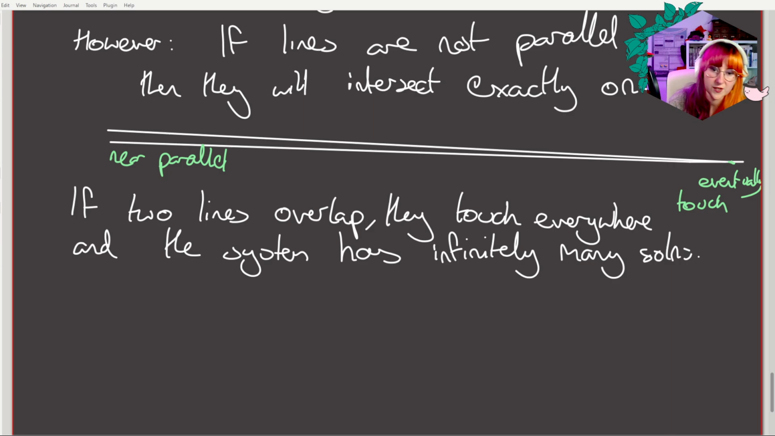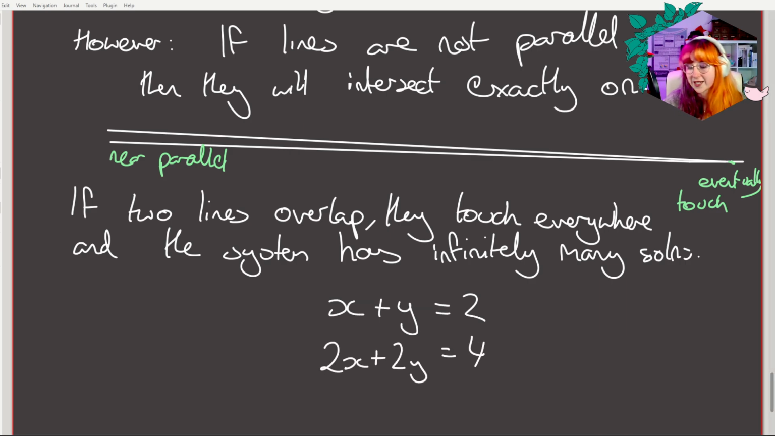And a good example of this would be x plus y equals 2 and 2x plus 2y equals 4. And you're like, Kat, those are the same equations. And I'm like, no, no, no, they're not. They're different. One is twice the other. If I were to draw it as a vector, it's the same, but scaled.